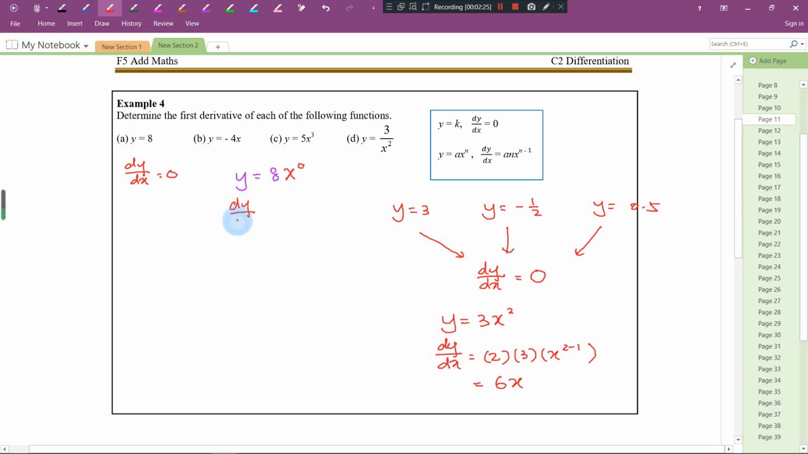Now, dy dx. Now, I'm going to use this formula to help me to get the answer for this question. Bring the 0 go down, copy the 8, copy the x, and the power you have to minus 1, 0 minus 1. But this doesn't matter. When you have a 0 multiplied by something, you know that the answer will be equal to 0, right? So in case you forget about this, you can use this one to help you recall back this formula.